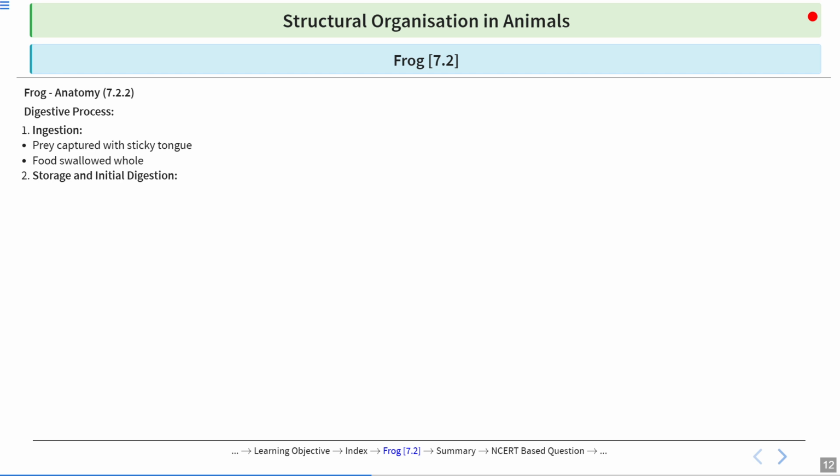Storage and initial digestion. So food is stored in the stomach for some time. Protein digestion begins there in the stomach, because there is a secretion of pepsin. Mechanical breakdown occurs here. So it can be asked in the examination where, in the case of frog, the mechanical breakdown of food material occurs. It is not occurring inside the mouth, it is occurring inside the stomach. So this is a very important point.